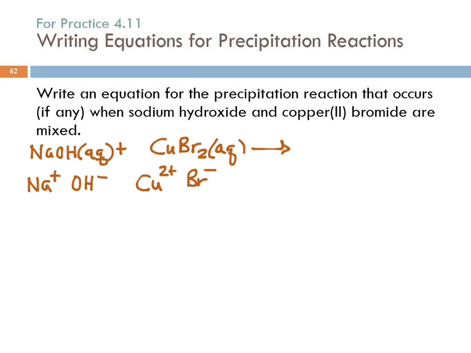And now we have to look and see what's going to happen when these ions get to the party and start mingling. Copper and hydroxide, sodium and bromide. Well, sodium compounds are always soluble, right? So sodium bromide is going to be soluble. What about copper and hydroxide? The table says that hydroxide compounds are generally insoluble, with a few exceptions, and you'll notice that copper is not one of the exceptions. So this is a solid.